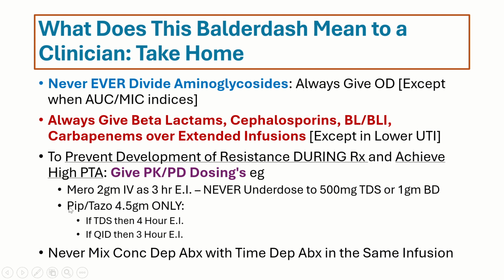Same thing goes for piperacillin tazobactam also. You have to give 4.5 gram only. And if you're giving it 3 times a day, then it's a 4-hour extended infusion. And if you're giving it 4 times a day, then it's a 3-hour extended infusion. So these are the PKPD dosings. That means we have increased the concentration of the antibiotic, and we have increased the dosing interval for the beta lactam drugs. Whereas in case of aminoglycosides, the PKPD dosing, despite what the MSDS or the material safety data sheet inside the vials says, is always to give it as an OD dose only and not as a BD dose.